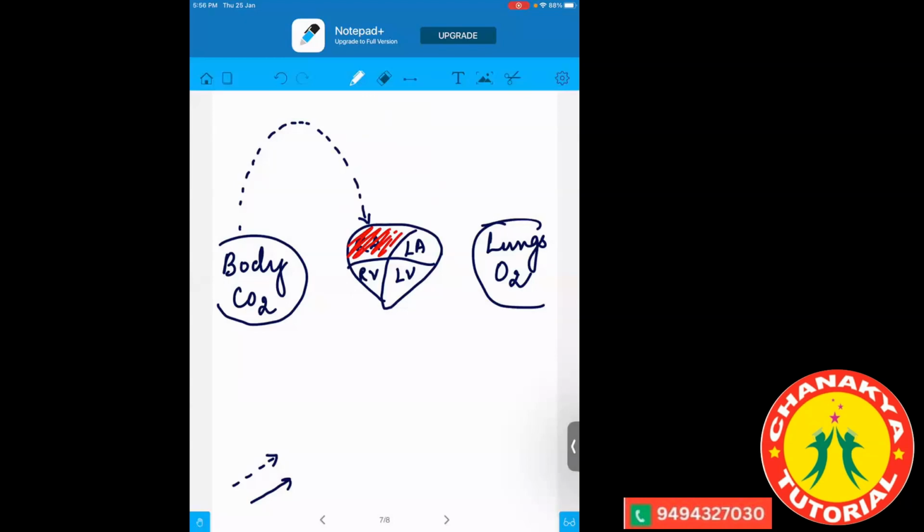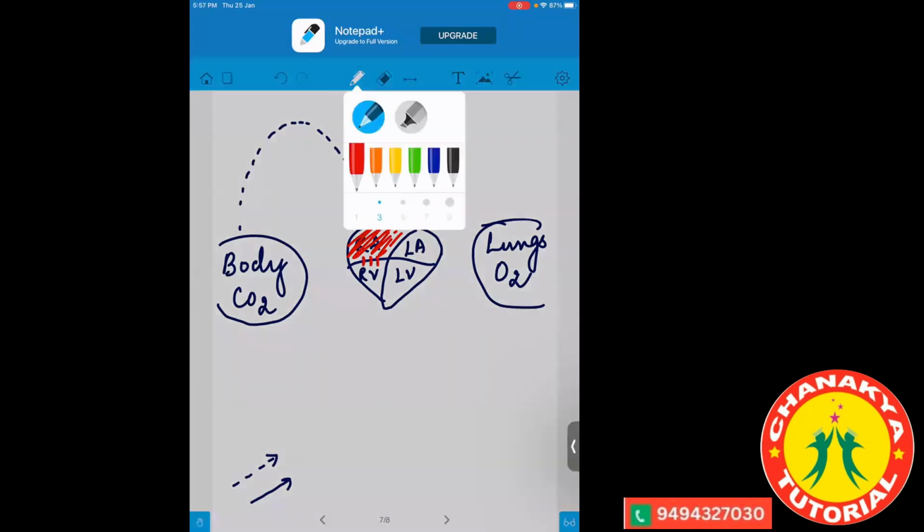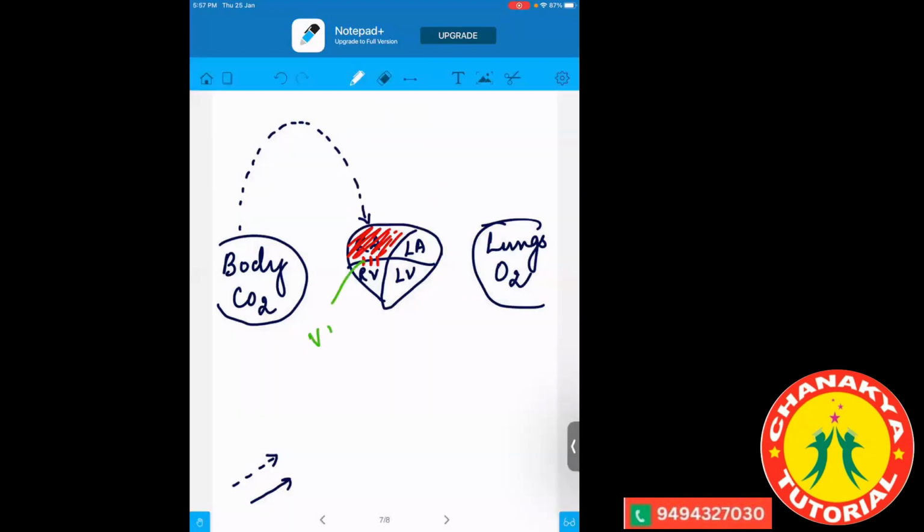Now, as soon as it gets full, what happens? It starts expanding. It needs more space. So in between, there is a kind of valve in the center, called the tricuspid valve. Because a lot of pressure is coming from the right auricle side, since it got full with blood, this tricuspid valve gets open, and whatever blood was here starts coming down into the right ventricle.